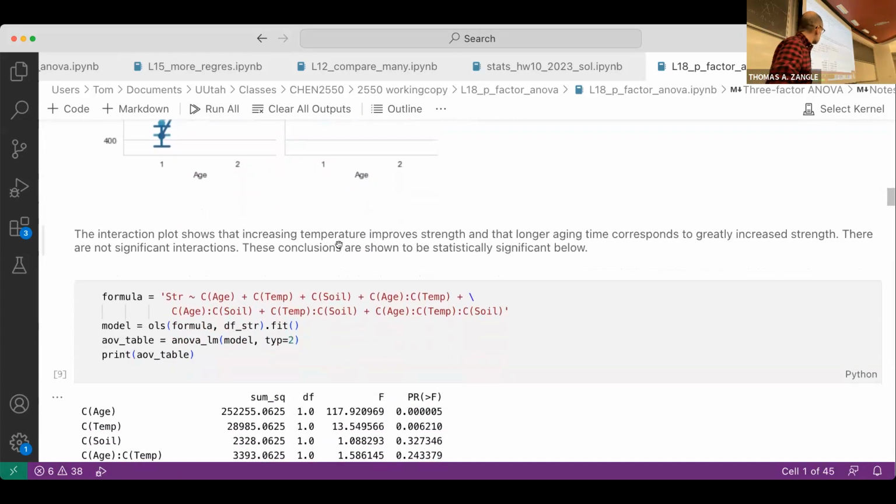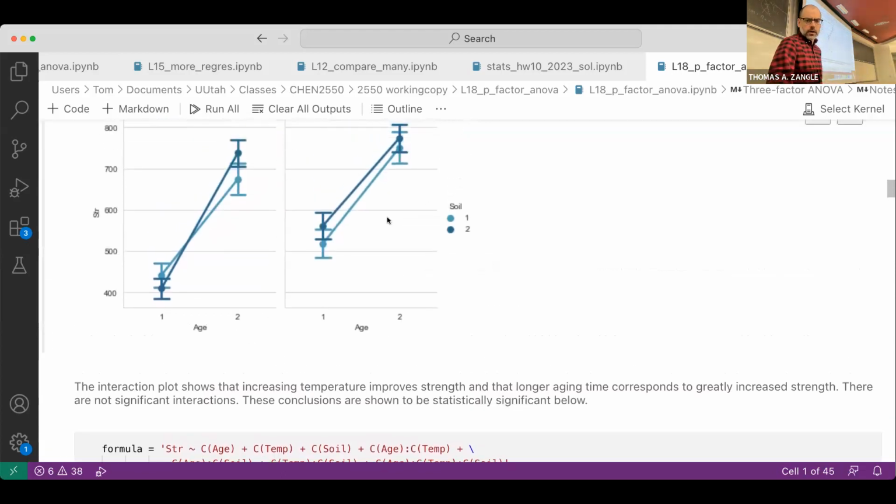But anyway, what we would conclude from this initially is that in addition to there not appearing to be much interaction here, at least from what we can see in these plots, it also looks like longer aging time is going to increase strength. So we would expect to see an impact of aging time on increased strength.